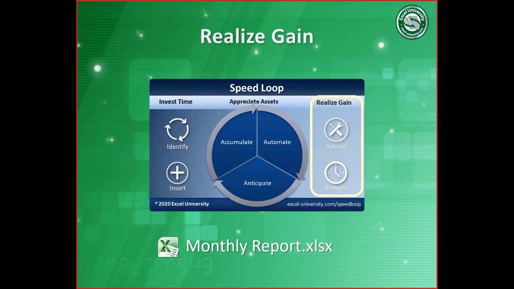reinvest, okay? So we've identified the recurring project workbooks. We've prepared them for the loop by inserting our lead sheets. We've sent them through the loop for as long as it took, 3 months, 6 months, 9 months. We've increased their value by appreciating these assets. We've automated manual tasks, which improves efficiency. We've anticipated errors, which improves accuracy. We've accumulated additional Excel skills that we need to automate the steps. We've stepped out, we've done the rebuild. And so now these workbooks are totally dialed in.